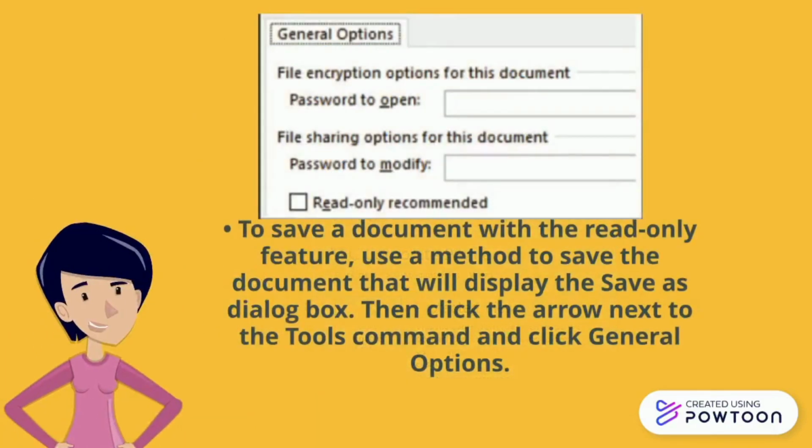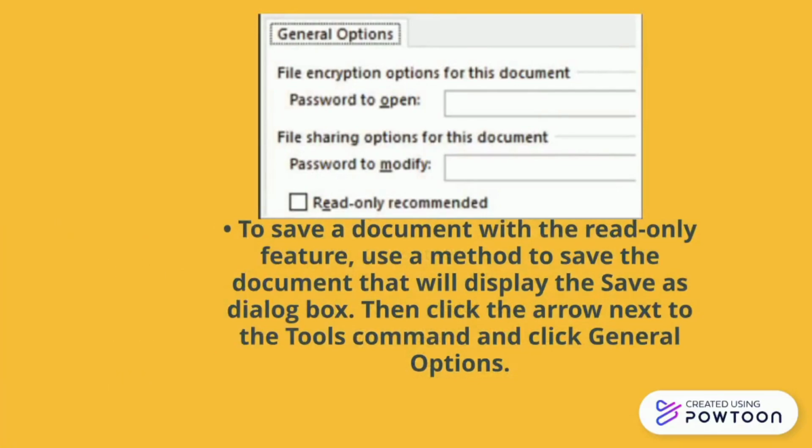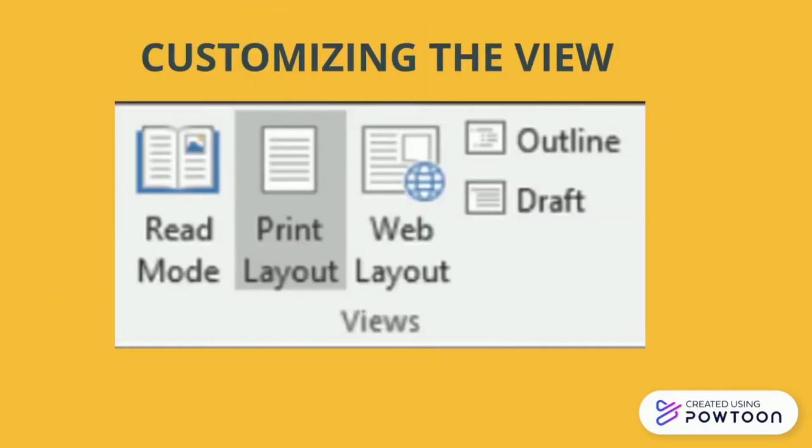To save a document with the read-only feature, use a method to save the document that will display the Save As dialog box. Then click the arrow next to the Tools command and click General Options.